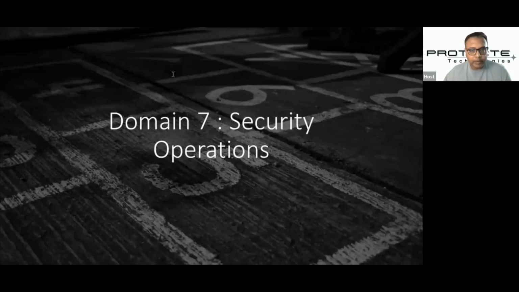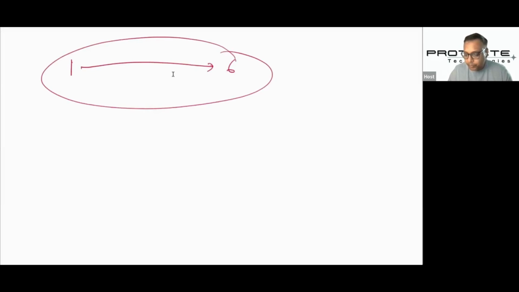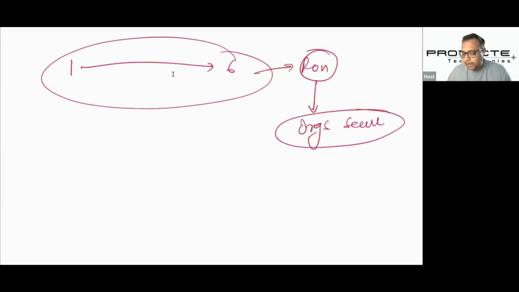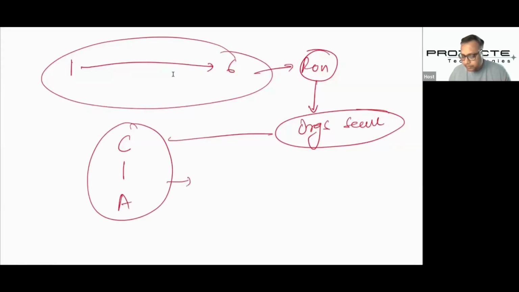So today we will start the security operations. Now, security operations doesn't mean running a SOC. I always say, everyone says running a SOC. No. Security operations mean whatever you've done from domain 1 to domain 6, you have to run it. You have to run it efficiently so that your organization remains secure. So that's the aim of domain 7, and preserving the confidentiality, integrity, and availability of all your information systems.